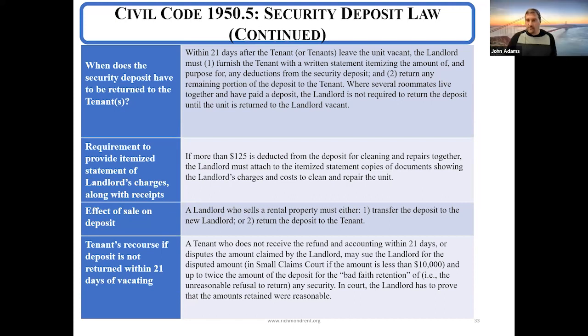If the owner sells the property, the security deposit must either be returned to the tenant or transferred to the new owner.